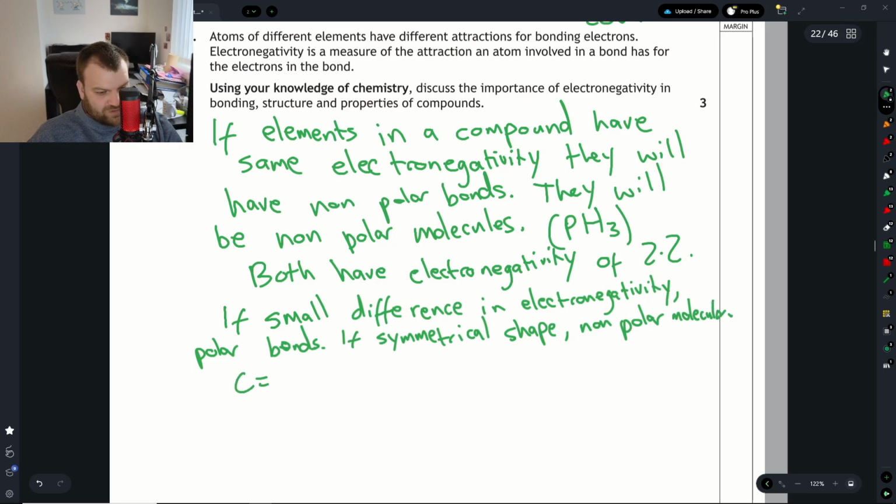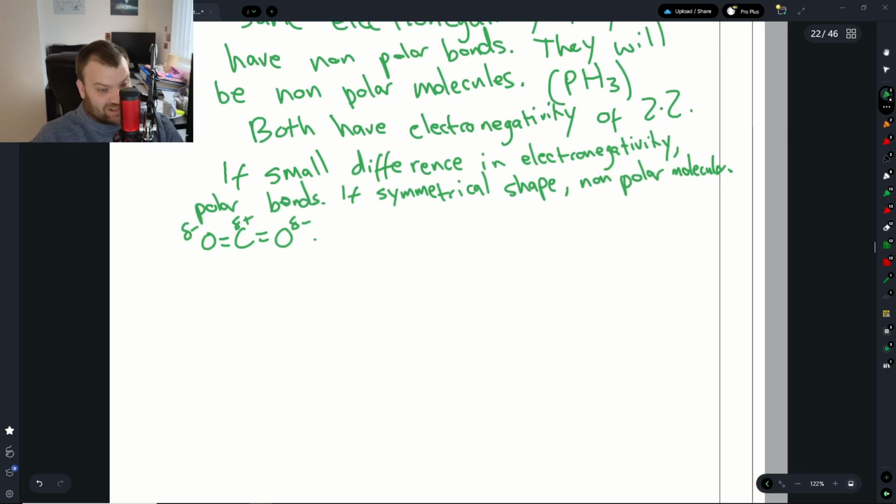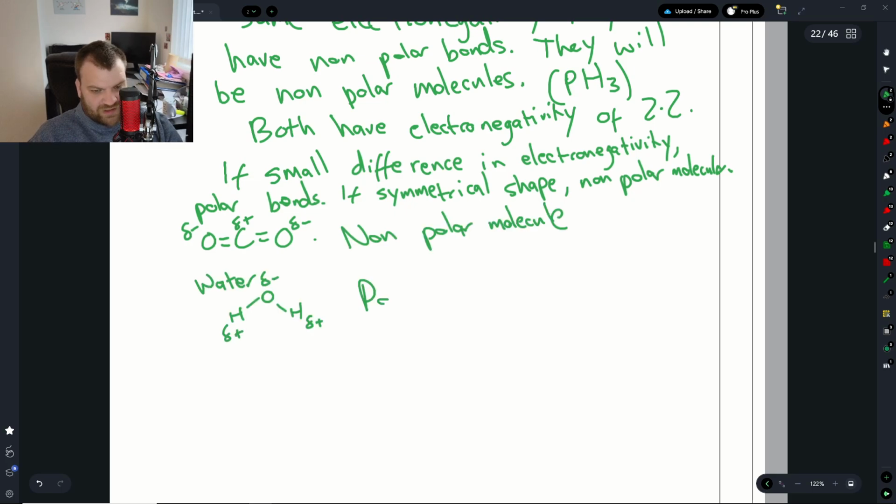Something like carbon dioxide, there is a difference in electronegativity. The oxygen would be slightly negative, carbon slightly positive. So it has polar bonds, but it's a non-polar molecule. So the shape dictates that. Compared with that with something like water, and this would give you a polar molecule.